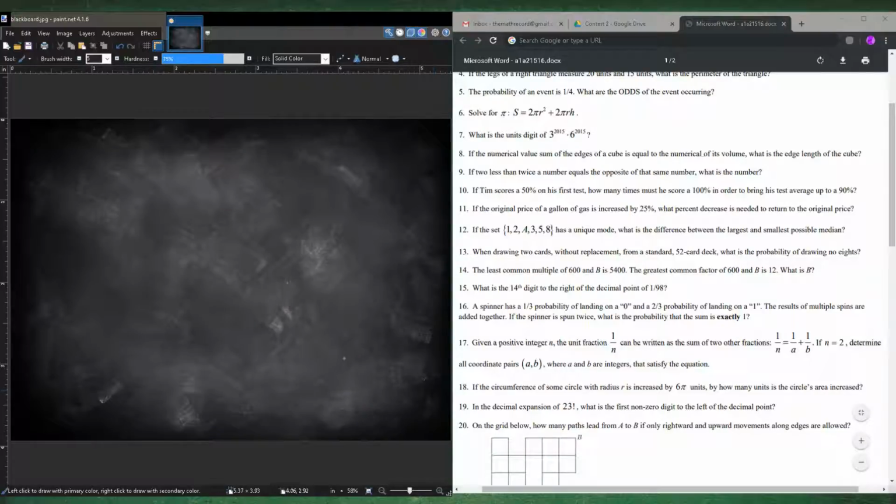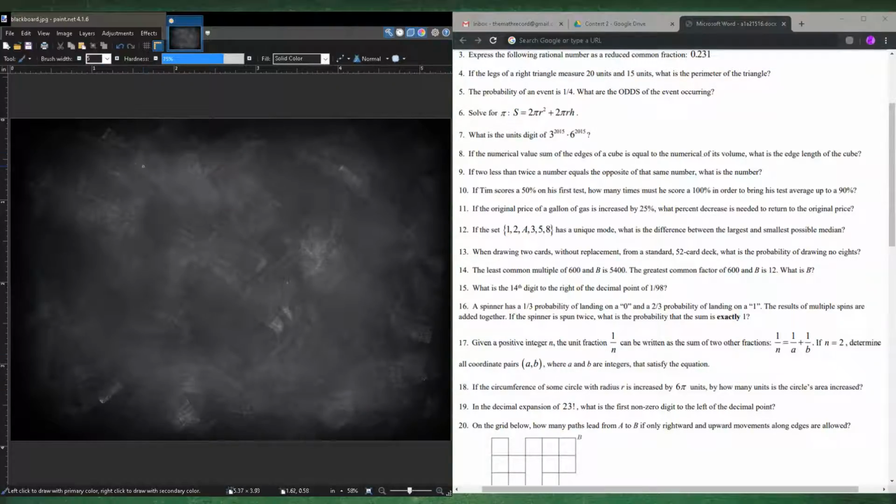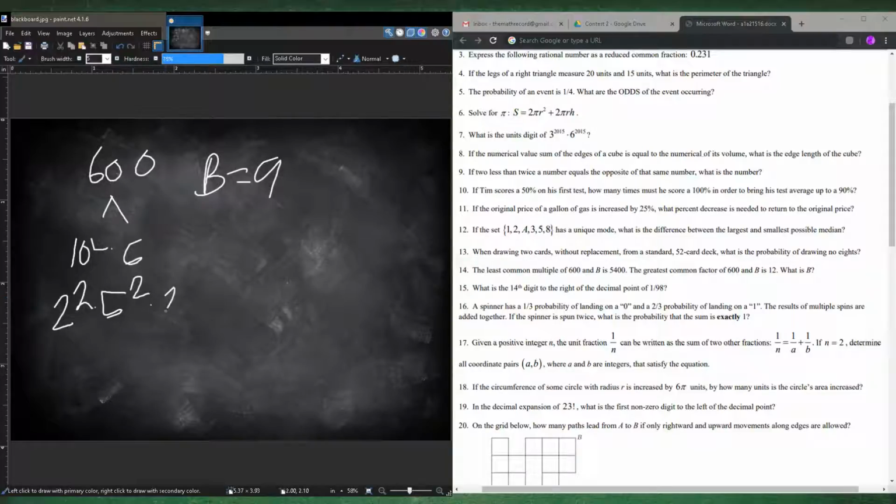Using our previous solution, you already get 5,400 divided by 600, so b has to equal 9. 600 could be factored into 10 squared times 6. So that's 2 squared times 5 squared times 2 times 3. So that's the same thing as 2 cubed times 3 times 5 squared. And you have a 9, so you have 3 squared basically here.